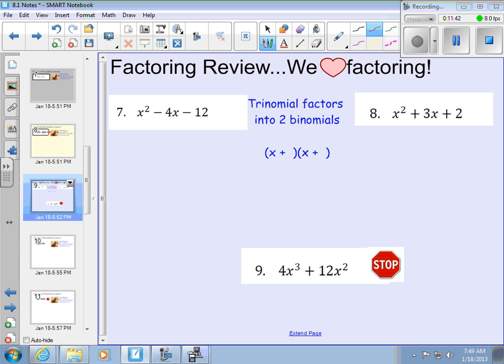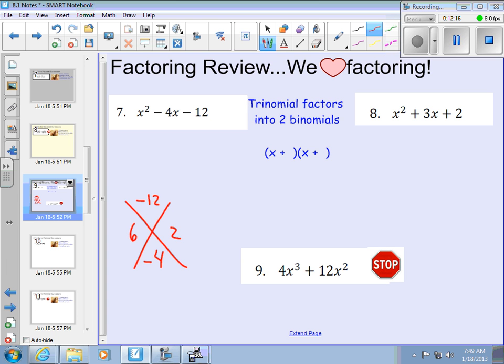Factoring, remember, is where you try to take a term and factor out any greatest common factor, or maybe factor it into 2 binomials. That's what we're going to have to do on number 7. This is a quadratic. We want to figure out on this one, in order to factor, what's going to multiply to the last number, negative 12, and add to this middle term, negative 4. So if we think of numbers that multiply to negative 12, we could have 12 and 1. That doesn't work. 6 and 2. Looks like 6 and 2 might work here.